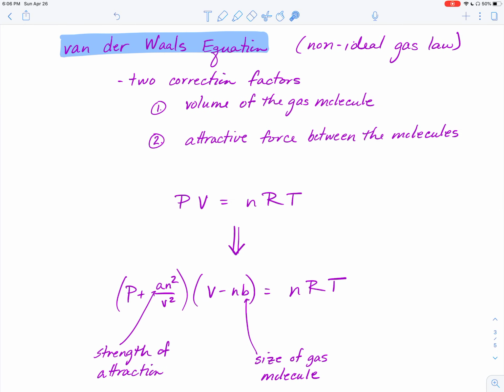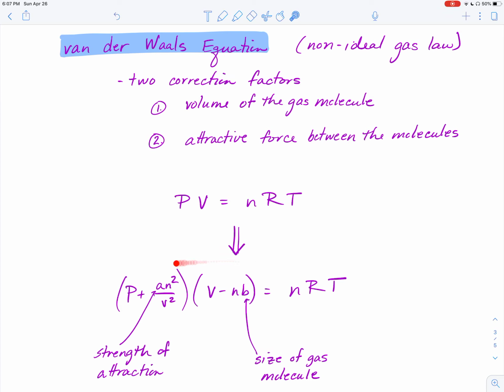The way they work is, for our pressure, we correct it using a correction factor written as a times n squared divided by V squared. The a is a value that takes into account the strength of the attraction of those molecules to one another. The volume is corrected by a correction factor that is n times b, where b is the size of the gas molecule itself, correcting the overall volume of the container by taking that into account.